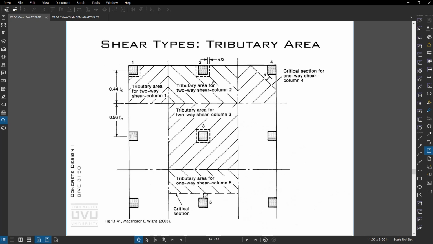All right, a little bit on punching shear. This diagonal d would be the one-way critical shear at a corner. You have one-way shear here, and then you have punching shear at all the other columns, including this one.